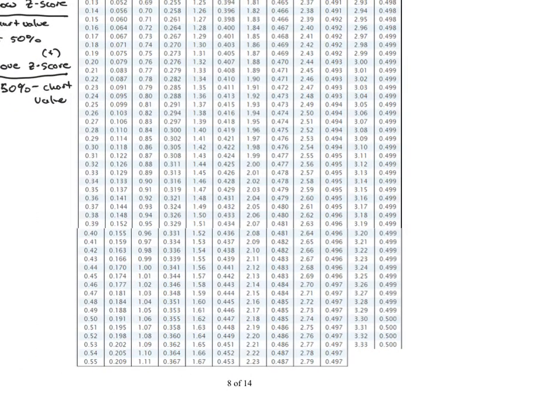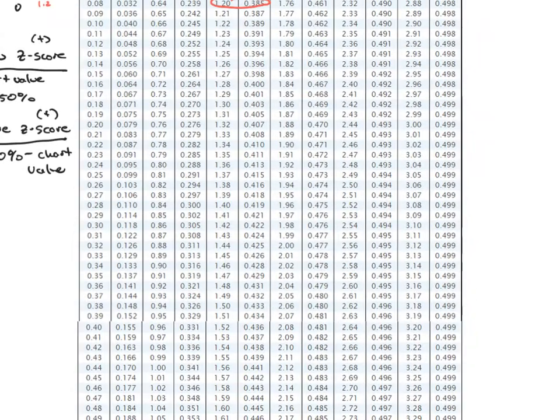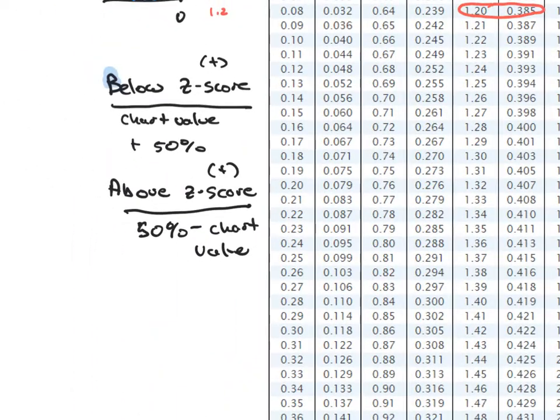Okay, so you find a z-score, you use the chart value, and then you think about this. If it's a positive z-score and you want to know below it, you're going to do the chart value plus 50%. If it's a positive z-score and you want to know above it, you do 50% minus the chart value.